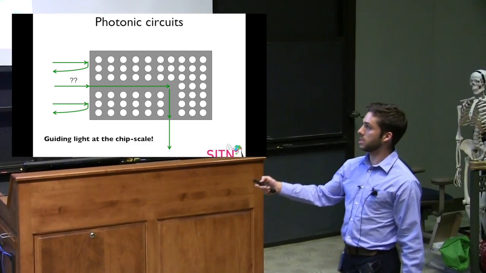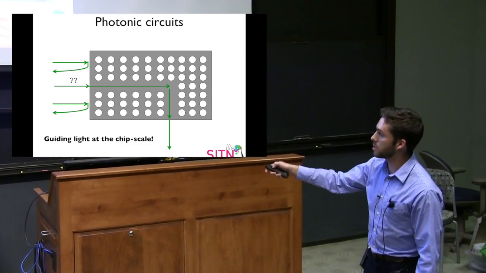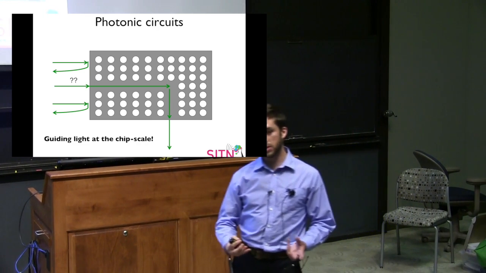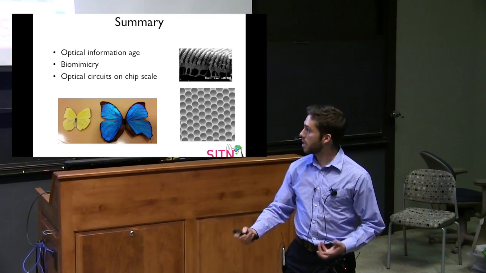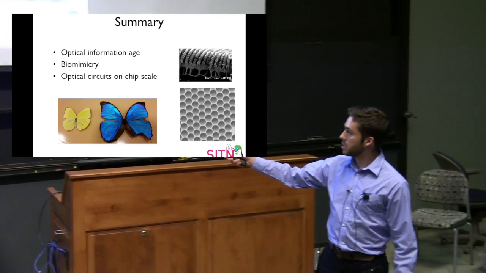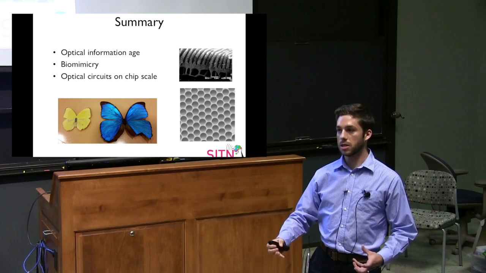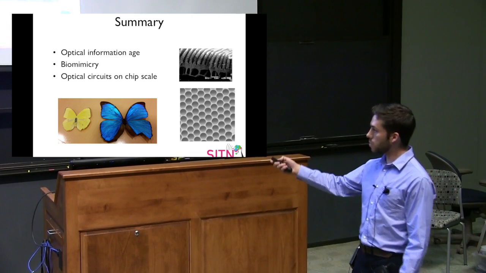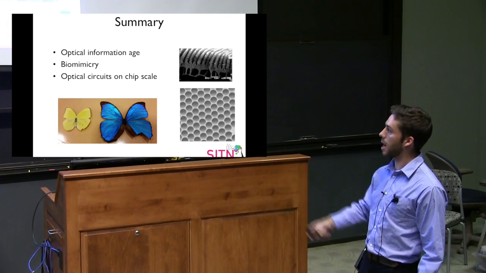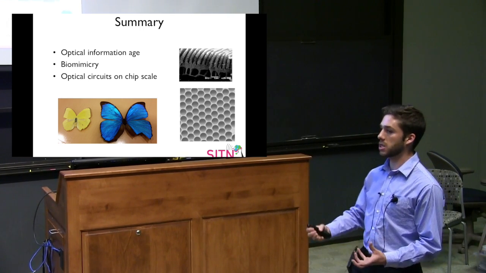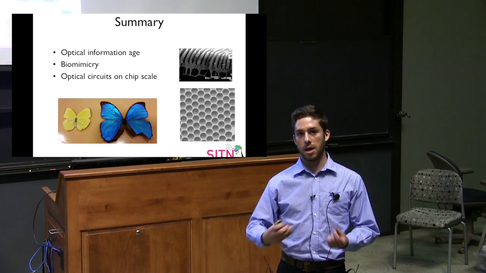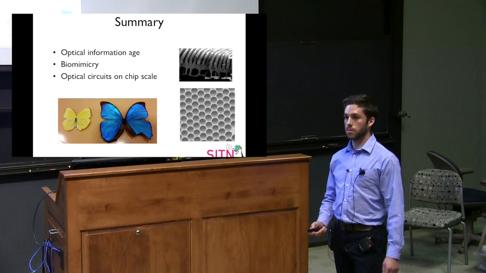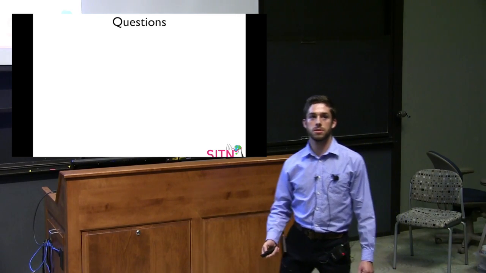So I'll just quickly summarize here. We're now in the optical information age, and much of the information we get on our computers and our smart devices is being transmitted on beams of light. We first have turned to nature for inspiration in how to design these structures that we want to ultimately use for our technologies. And now we're to the point where we're starting to make optical circuits on length scales that are approaching electronics and allowing us to keep our information as light. And I'll pause for questions.